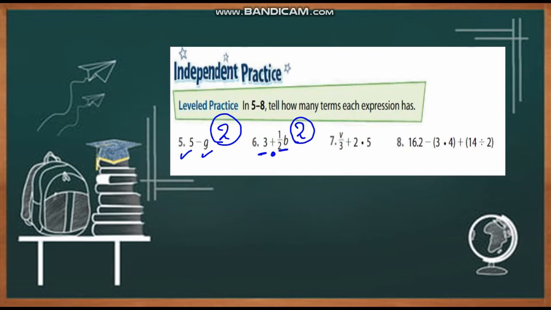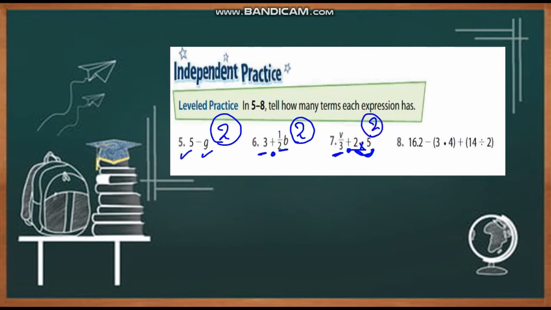Exercise 7. We have v out of 3 plus 2 times 5. Here this dot means multiply. So here, as you know, plus separates the 2 terms. The first term is v out of 3, or the quotient v out of 3. And the second term is the product 2 times 5, 2 factors, 2 and 5. So we have 2 terms.